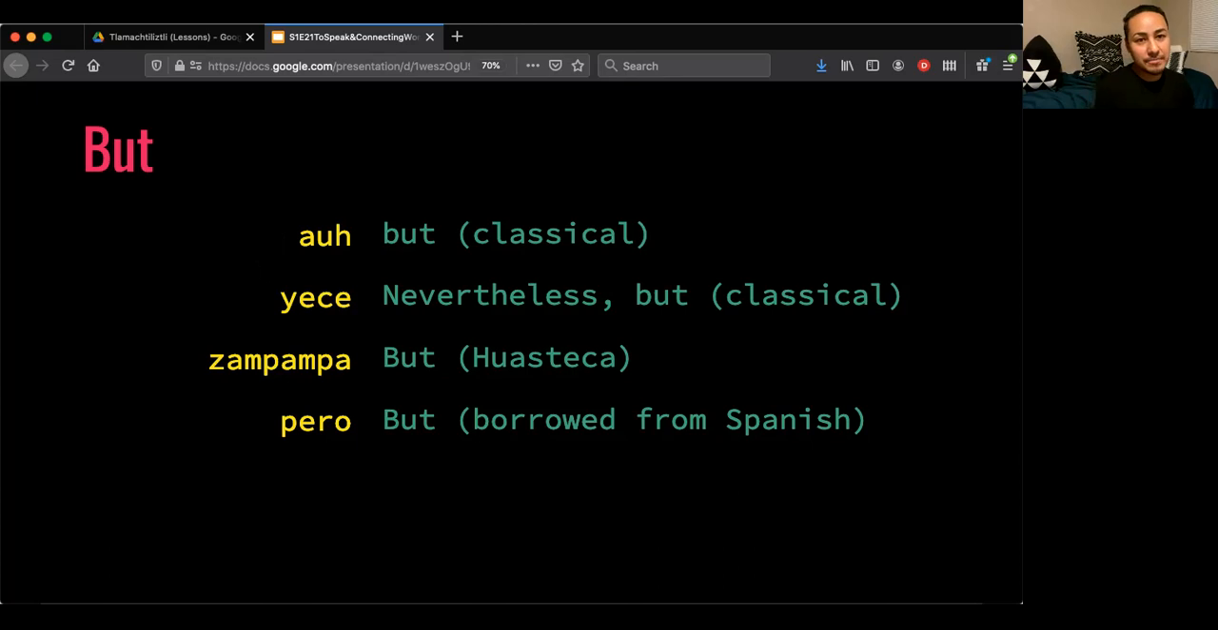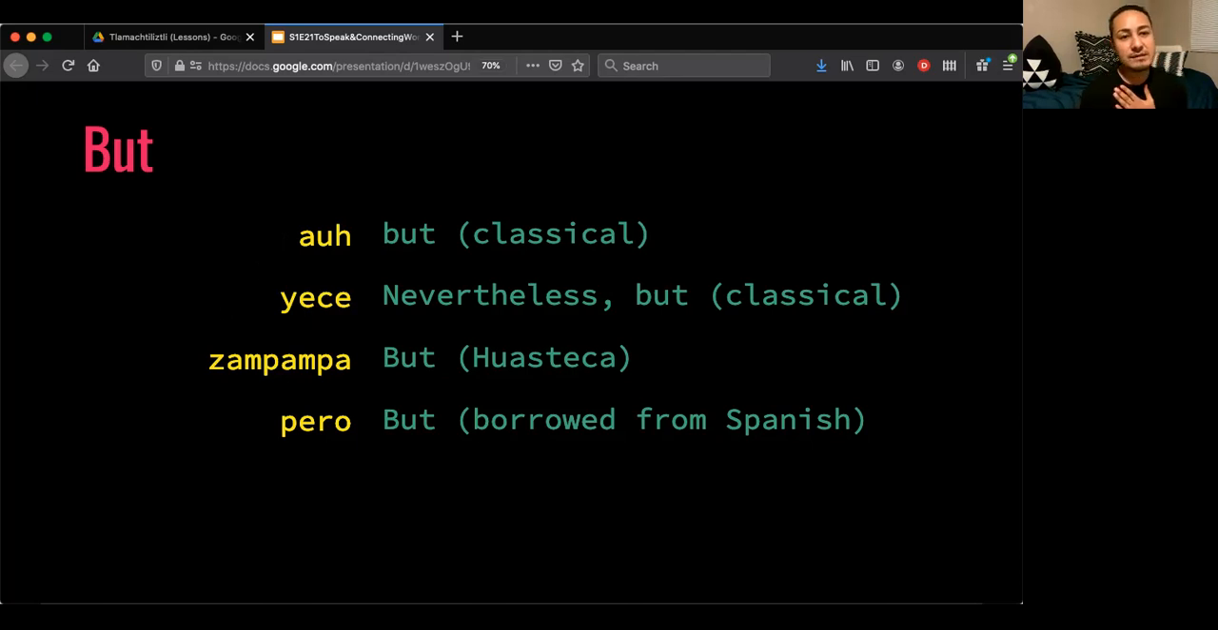I also found out that in classical times, they had the word yese. And yese is still currently used in other varieties of Nahuatl. Like I've seen it in central varieties, they say yese. And yese in classical times meant nevertheless, but it also meant but. So nevertheless was kind of a stronger version of but. Yese. And so yese is also still used in some varieties.